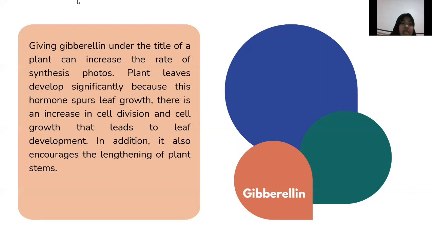Gibberellin. Giving gibberellin to a plant can increase the rate of photosynthesis. Plant leaves develop significantly because this hormone spurs leaf growth. There is an increase in cell division and cell growth that leads to leaf development. In addition, it also encourages the lengthening of plant stems.